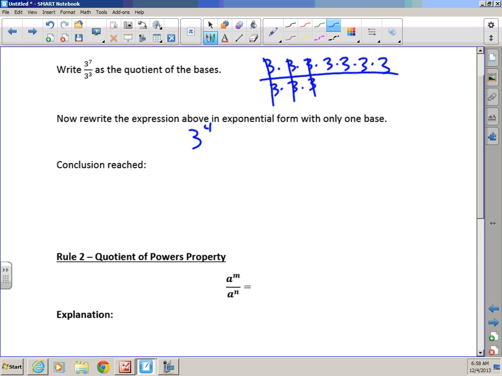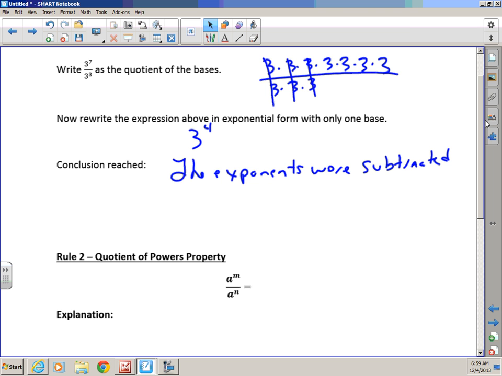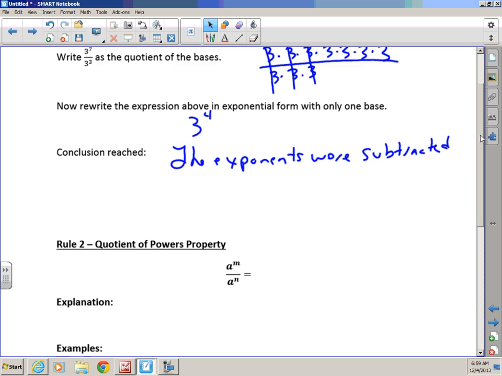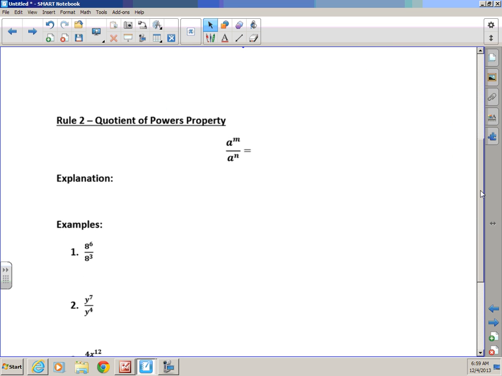So, what was happening here? The exponents were subtracted. Well, it kind of makes sense. When you multiply, normally things get larger, so that's why we added. And when you divide, things normally get smaller, not always, and that's why we subtracted. So our rule 2, the quotient rule, is when we divide, we subtract the exponents.